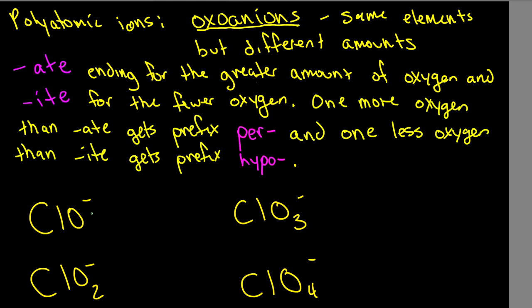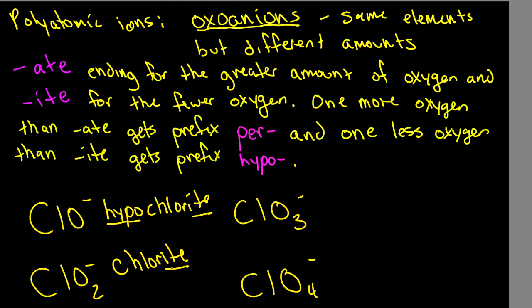So ClO, that is hypochlorite. ITE ending because it has fewer oxygens than the rest, and hypo prefix because it has the fewest oxygens. It only has 1. ClO2 is chlorite. It has an ITE ending because it has a fewer amount of oxygens than the rest of them in comparison, but not quite as few as hypochlorite.